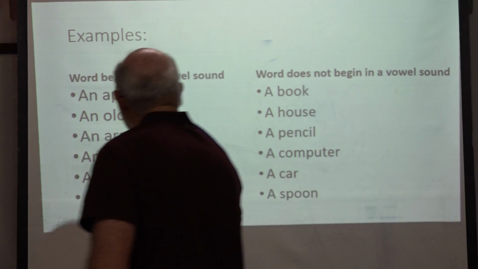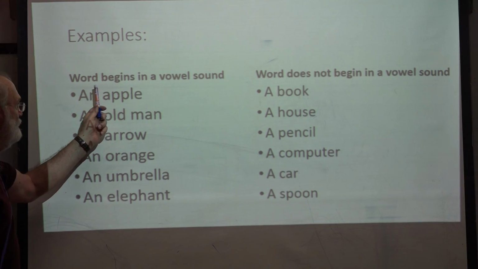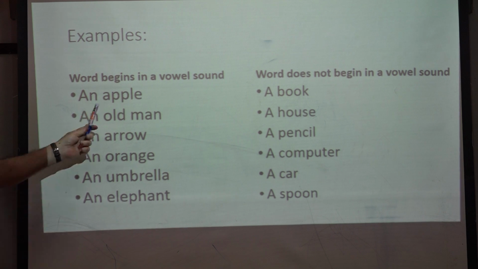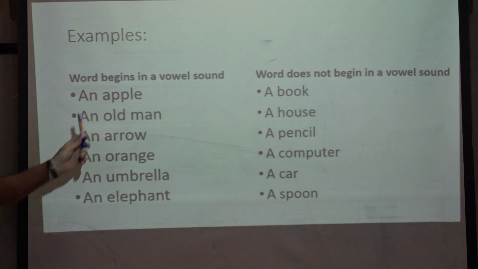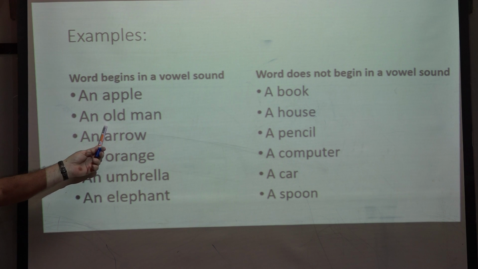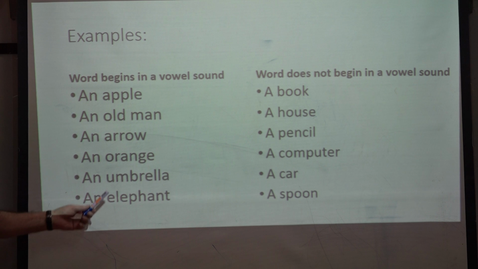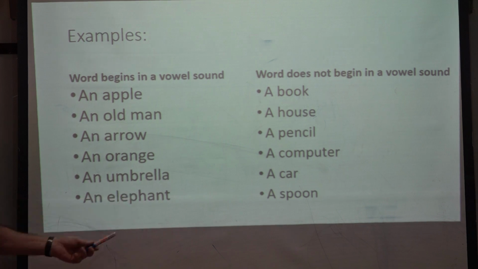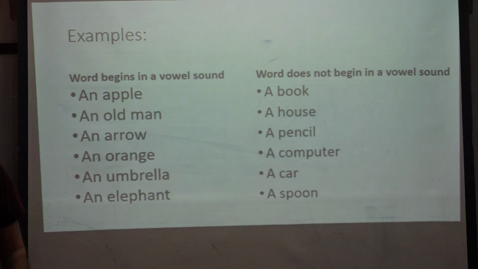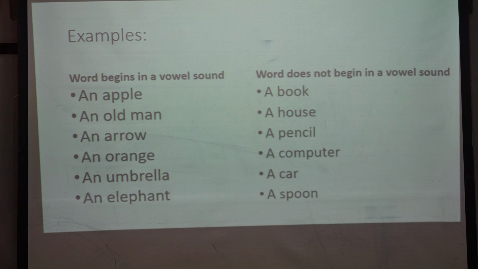Here's some examples. Notice how these words begin with a vowel sound. Apple, old, arrow, umbrella, elephant. You notice how the word starts with a vowel sound, so we would say an apple, an old man, an arrow, an orange, an umbrella, an elephant.